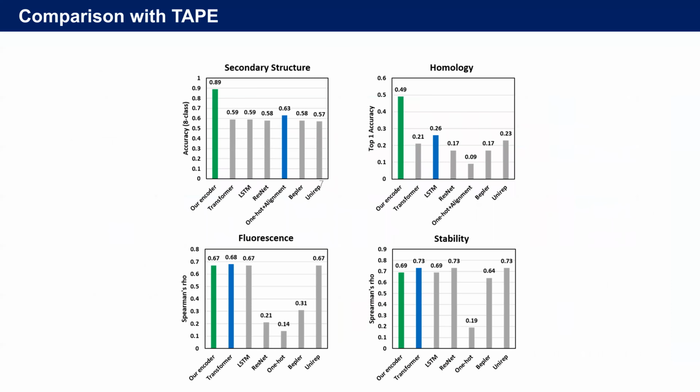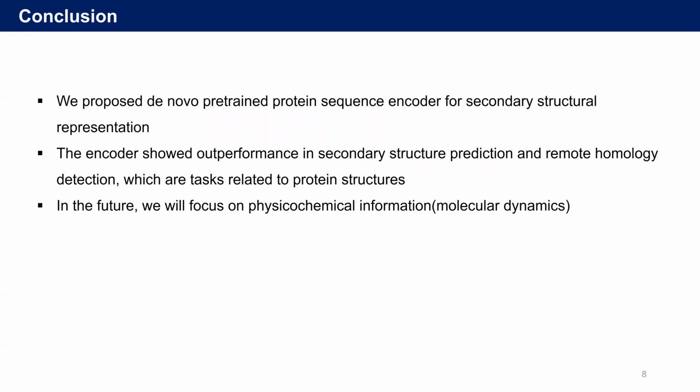We benchmark our encoder using TAPE. TAPE's full name is Tasks Assessing Protein Embeddings. We use 4 benchmark datasets in TAPE for the results. In secondary structure prediction and remote homology detection, our encoder showed good performance, but in fluorescence and stability landscape prediction, our model didn't show good performance.